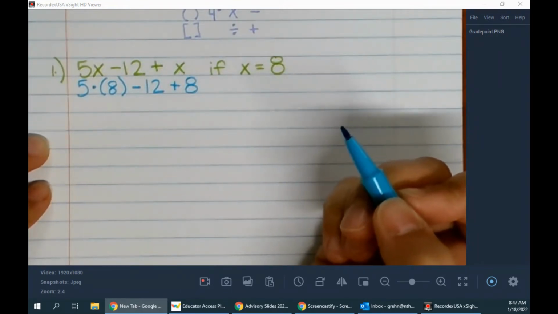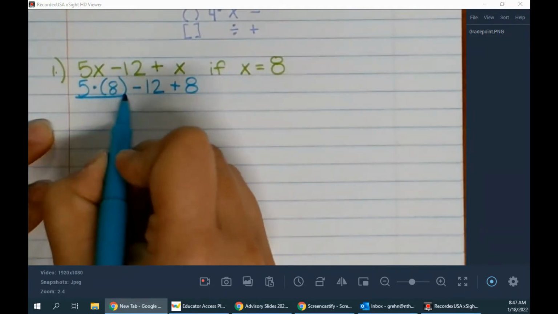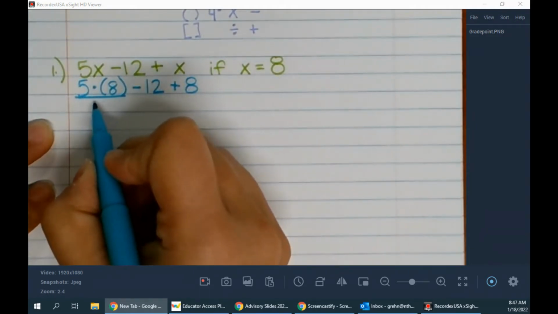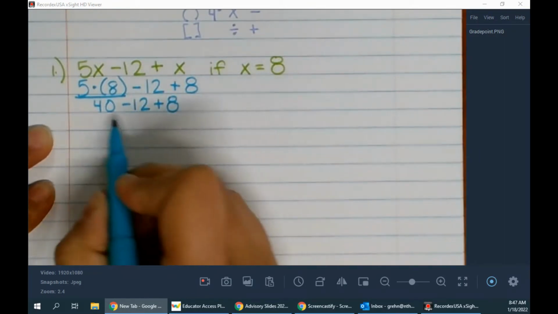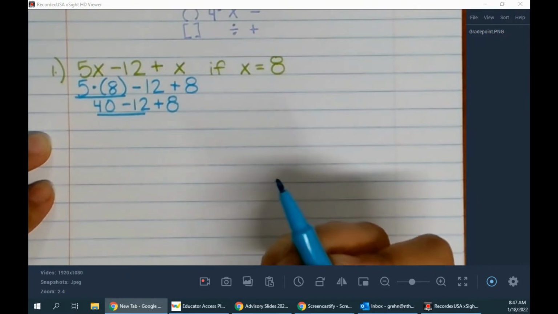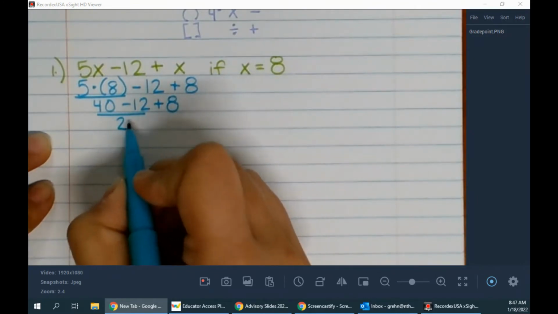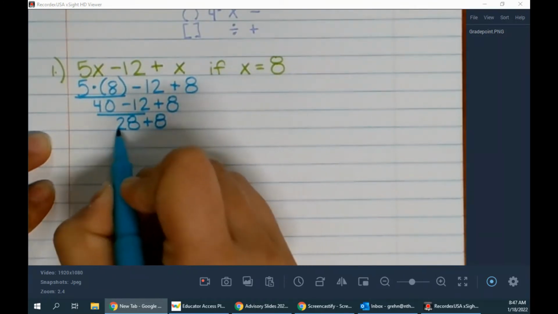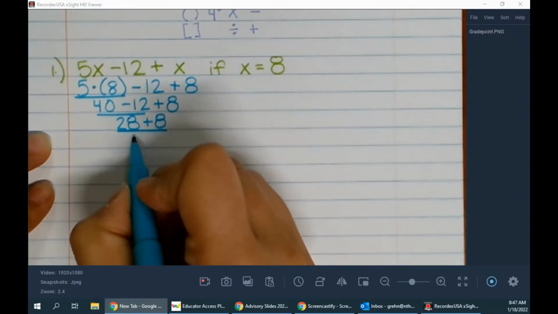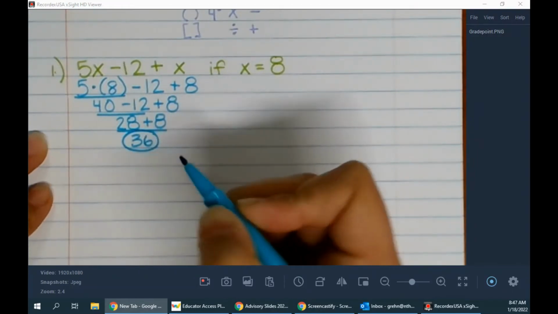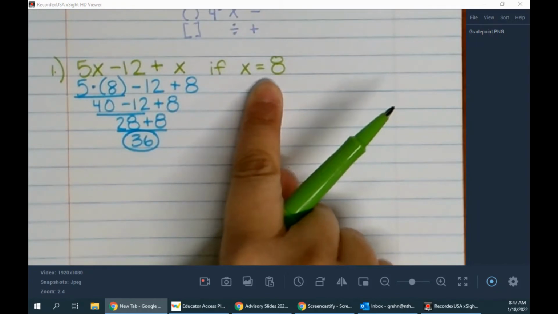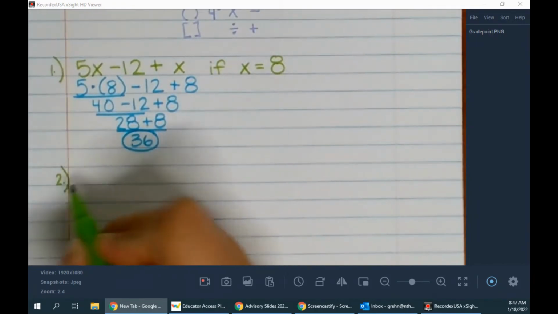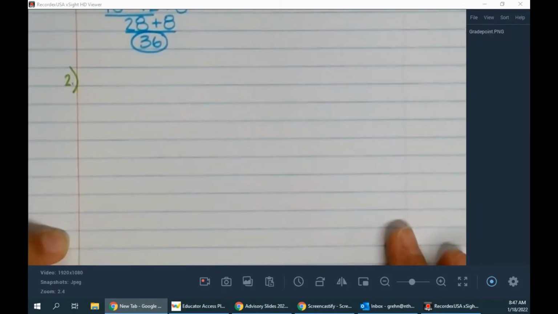And now I just use order of operations. So 5 times 8 equals 40. And I'm going to copy down the rest of the problem. Now I add and subtract from left to right. So 40 minus 12 would give me 28. And then I'm left with addition, and 28 plus 8 is 36. So there's nothing really new here. You're just finding the value of the variable that's given to you and plugging it into the expression.